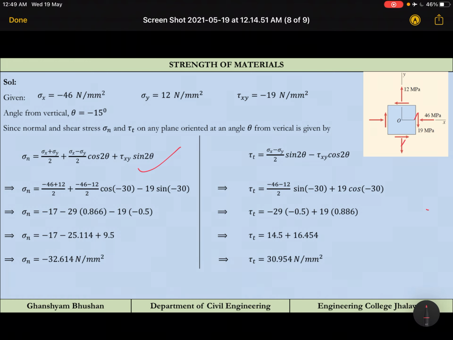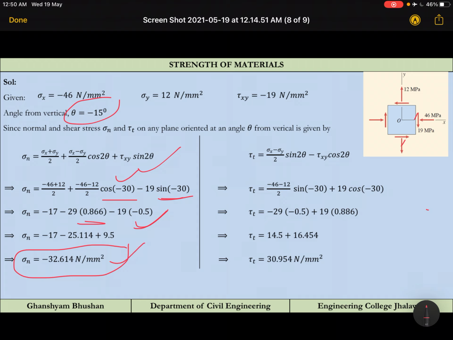So in this formula put all the values, minus 46 plus 12 and cos minus 30 and sin minus 30, because 2 theta will be minus 30. After putting all the values, cos minus theta is nothing but cos theta only. So here it will come with the same sign, but sin minus theta is minus sin theta. That is why here it is coming out to be minus 0.5, because sin 30 is 0.5, so sin minus 30 will be minus 0.5.